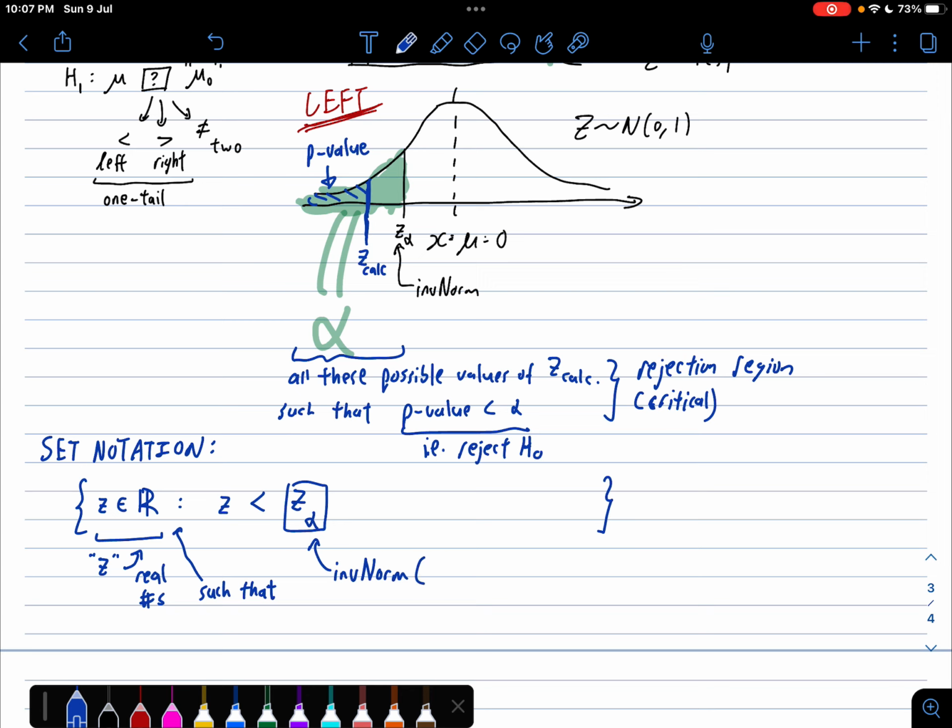Inverse norm, area, mu, and sigma, right? You can type in a calculator. You'll see it in the calculator. Area in this case must be your alpha. Mu and sigma must be 0, 1. Because we're dealing with a standard normal distribution. Right? Your test statistic, x bar minus mu over square root of the variance, it's standardization already, so that means it follows a standard normal distribution. Mu is 0, sigma is 1. Okay? That's for left tail test.